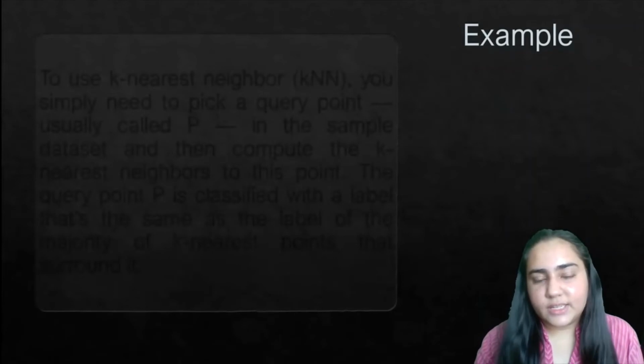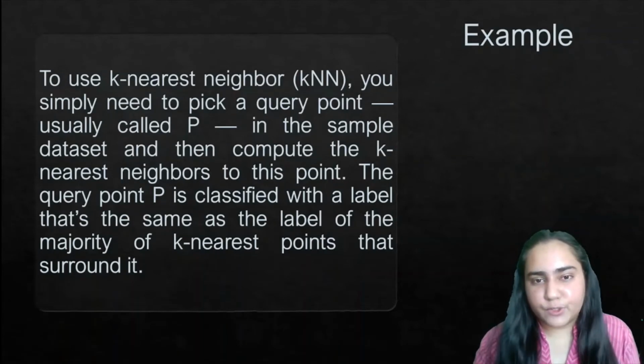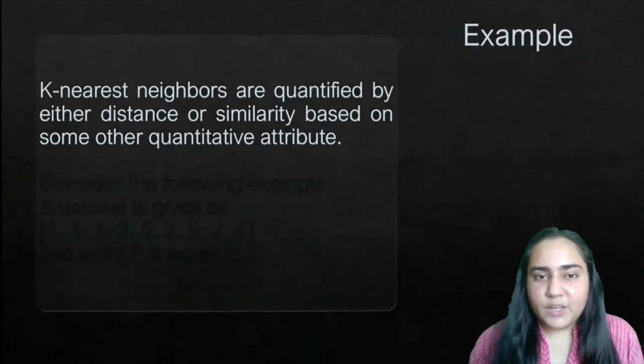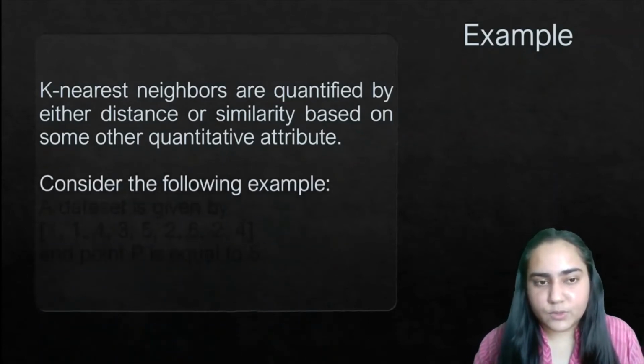Let's understand k-nearest neighbor with an example. First of all, you just need to pick a query point, also called P, in a sample dataset, and then compute the k-nearest neighbors to this point. The query point P is classified with a label that's the same as the label of the majority of k-nearest points that surround it. The k-nearest neighbors are quantified by either distance or similarity based on some other quantitative attribute, almost the same way as we did in average nearest neighbor.